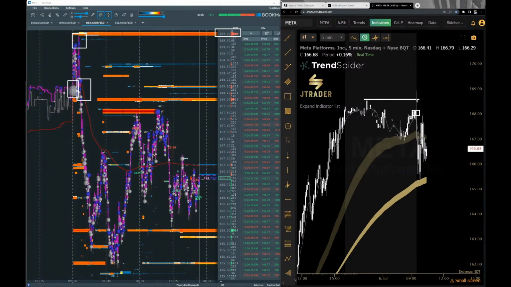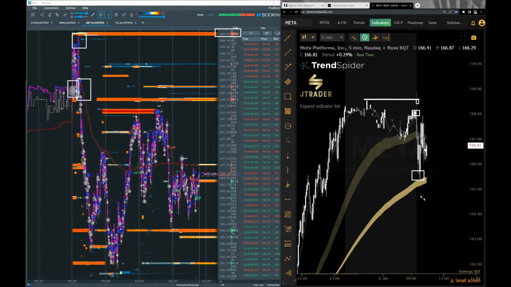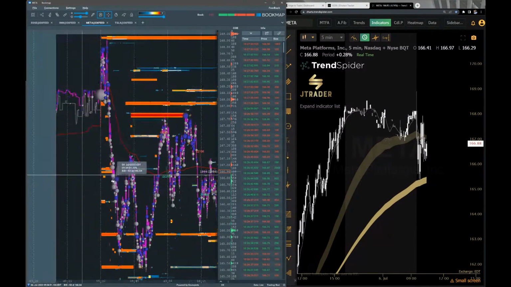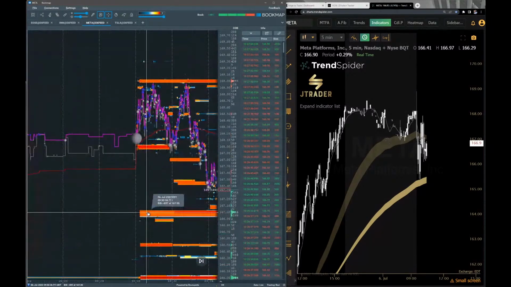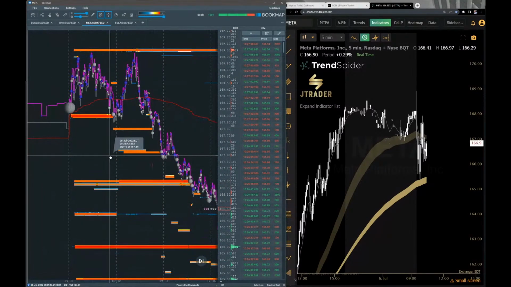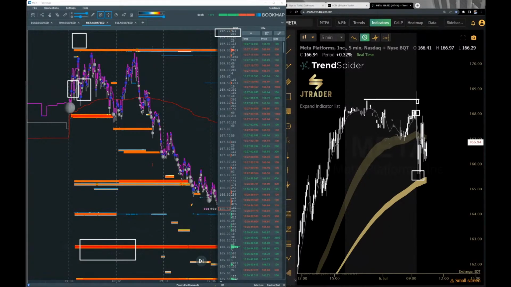More advanced traders can start taking a partial over here, just to wet their feet, 20, 25, 30% of the position, and then adding over here on this breakdown of 168, and then you can see the perfect target 165.50. This area over here, 165.50. Going over to Bookmap, I want to show you the price action and the order flow over here.